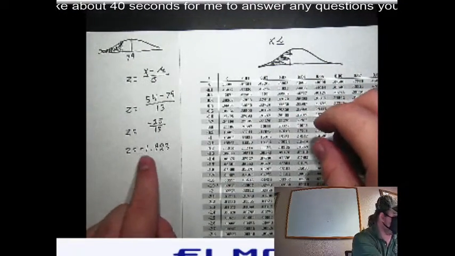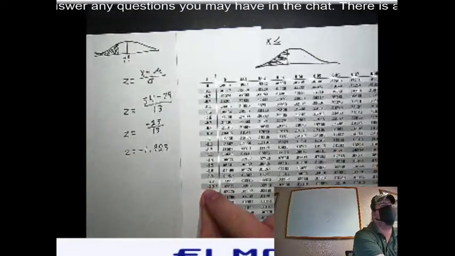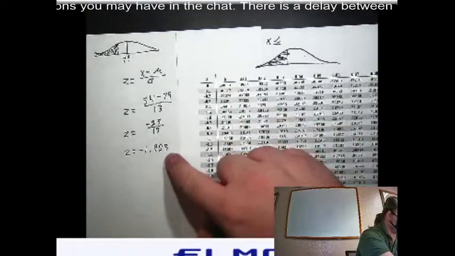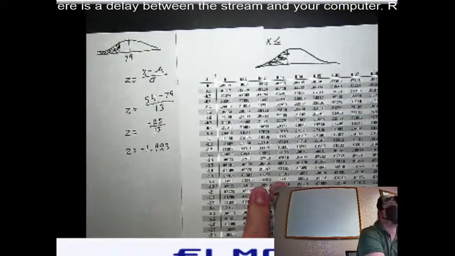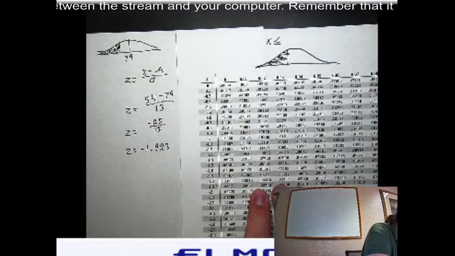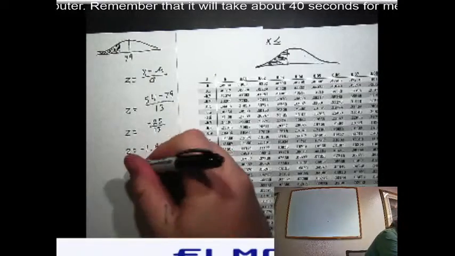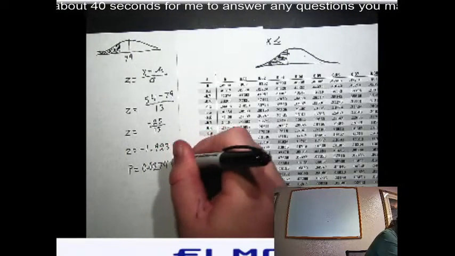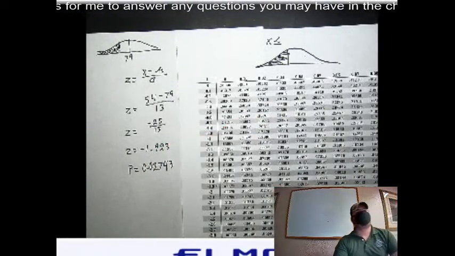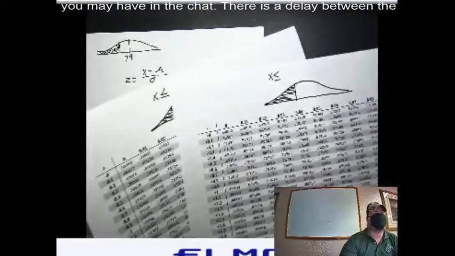So we need to find negative 1.9. Scroll through here. There's negative 1.9 right there. And then the next digit is 2. So there's 2. Scroll down, and they intersect here. And that is 0.02743. So both these tables do the exact same thing. It's just that one of them is for positive z values, one of them is for negative z values.